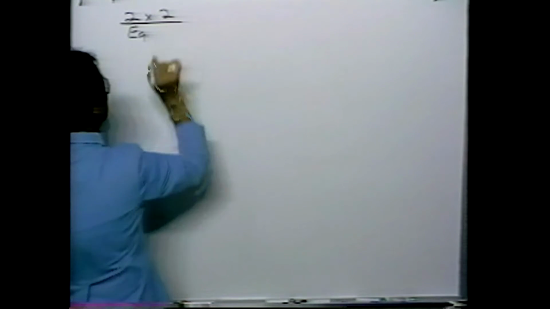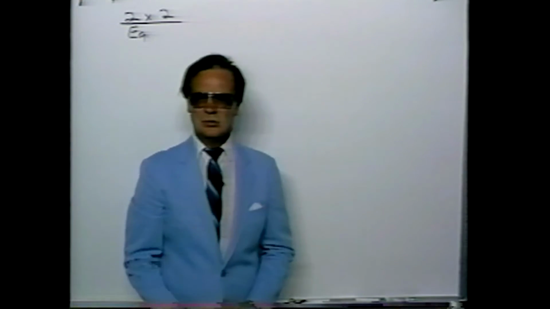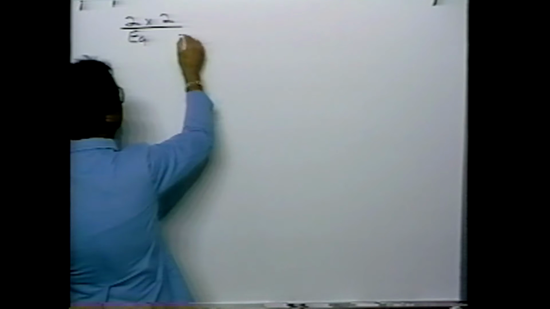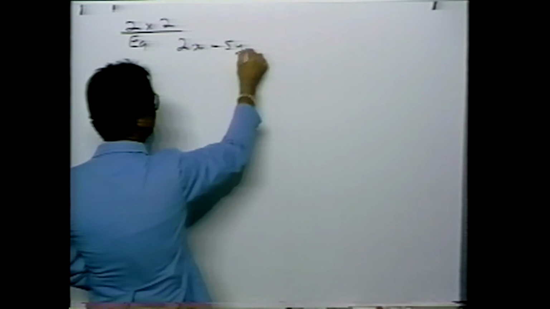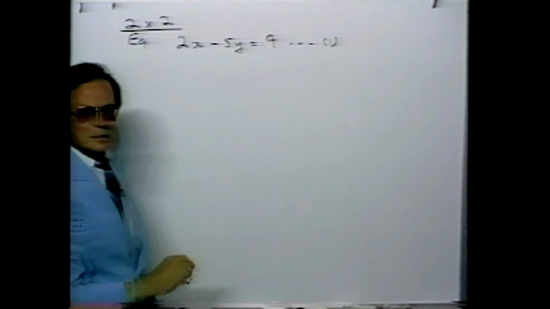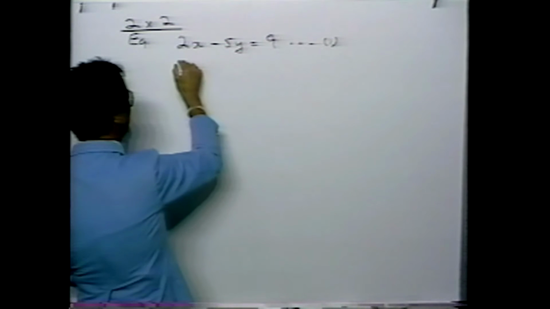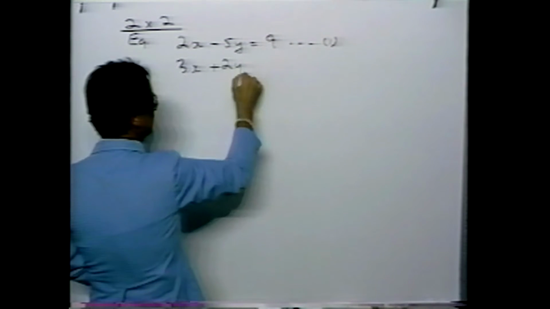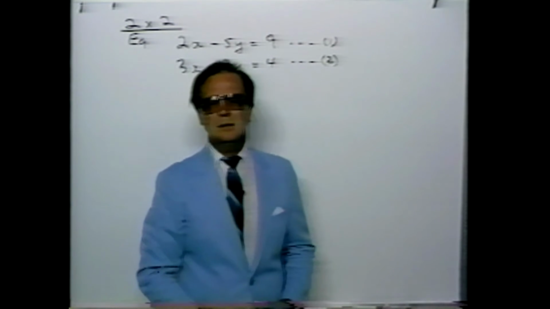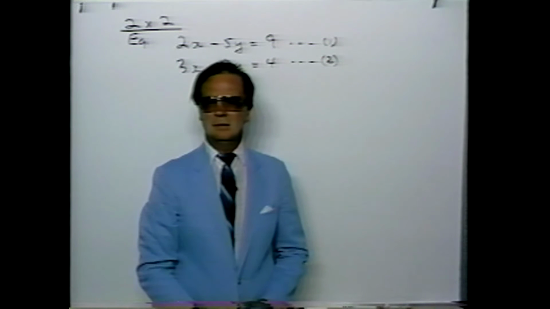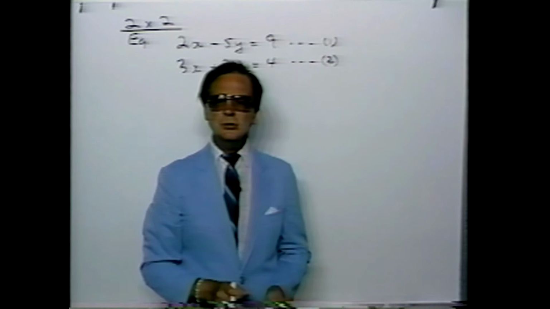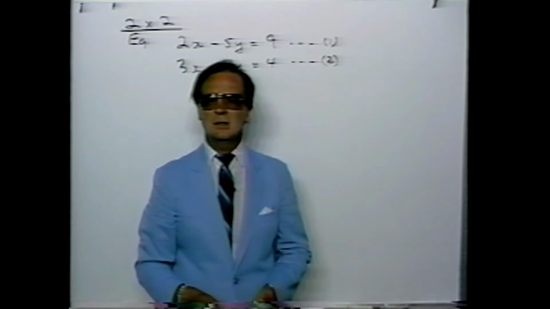I'll put a subheading there to remind us that this is what I'm dealing with. 2x minus 5y equals 9. And 3x plus 2y equals 4. Now recall that I explained the main objective in finding the root to the system was to reduce the size of a system to one of simpler size.